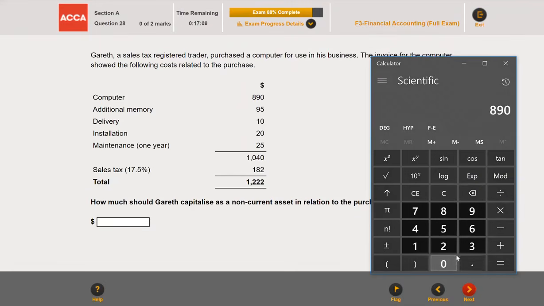Then additional memory, which is expansion, capacity, capital expenditure. Delivery, capital expenditure. Installation, capital expenditure. And then maintenance. Maintenance should not be considered as capital expenditure. And then sales tax is also not capital expenditure. So 1,015.